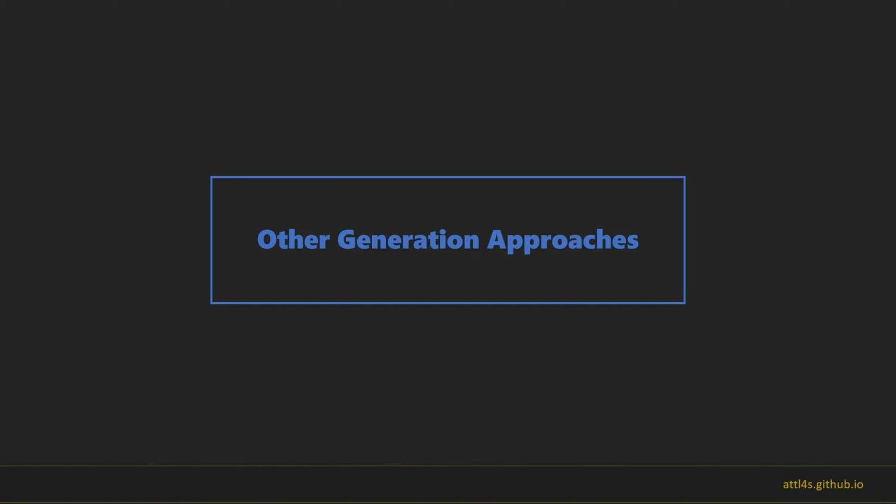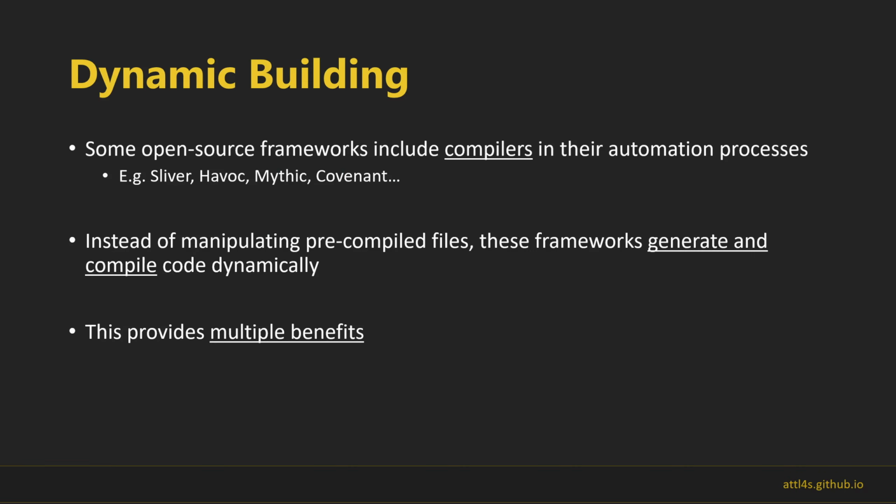Nice. So this is how Metasploit does everything in terms of payload generation. But what other frameworks do that is different from Metasploit and is interesting for us? So other frameworks like Sliver, Havoc, Mythic, or Covenant have builders or compilers within their automation processes. So instead of having precompiled files, precompiled DLLs and so on, they just generate and compile code dynamically. And this, of course, has a lot of benefits.